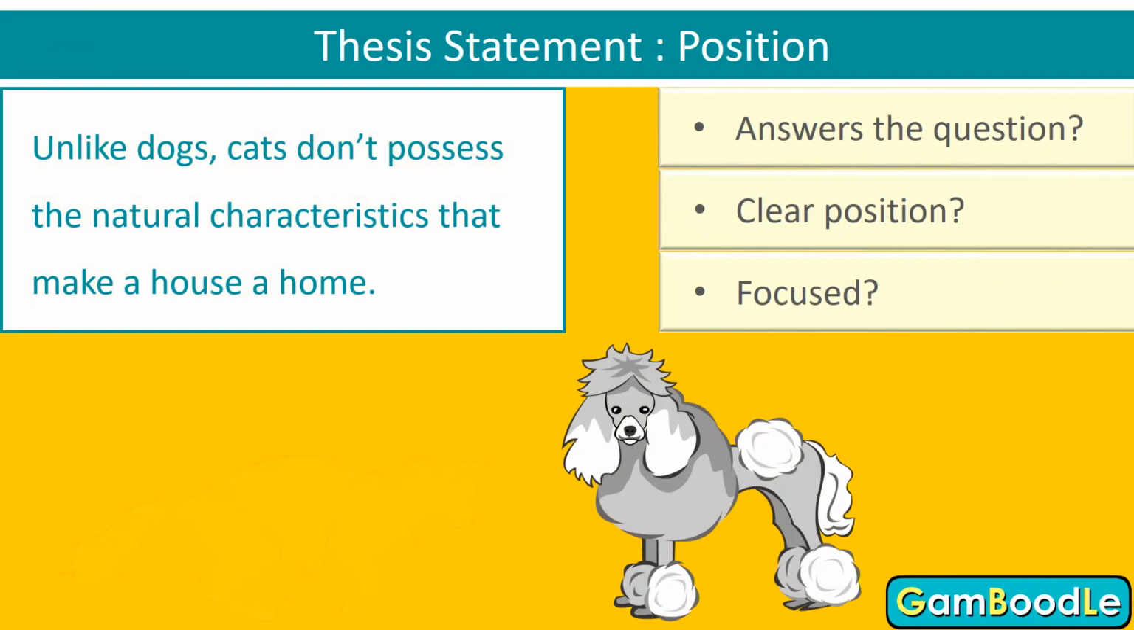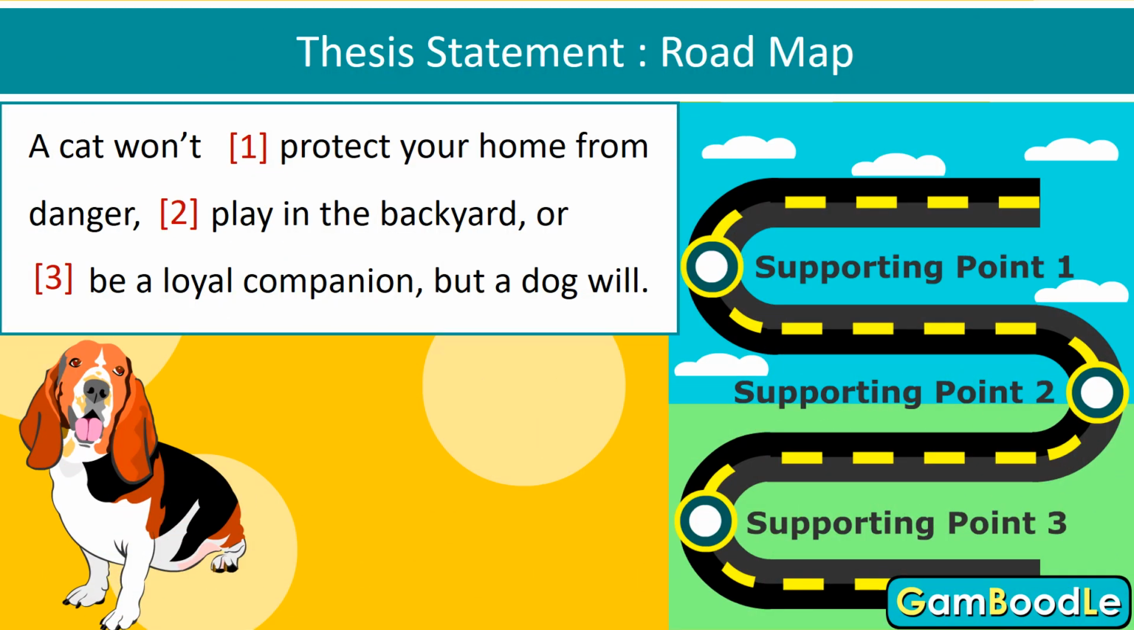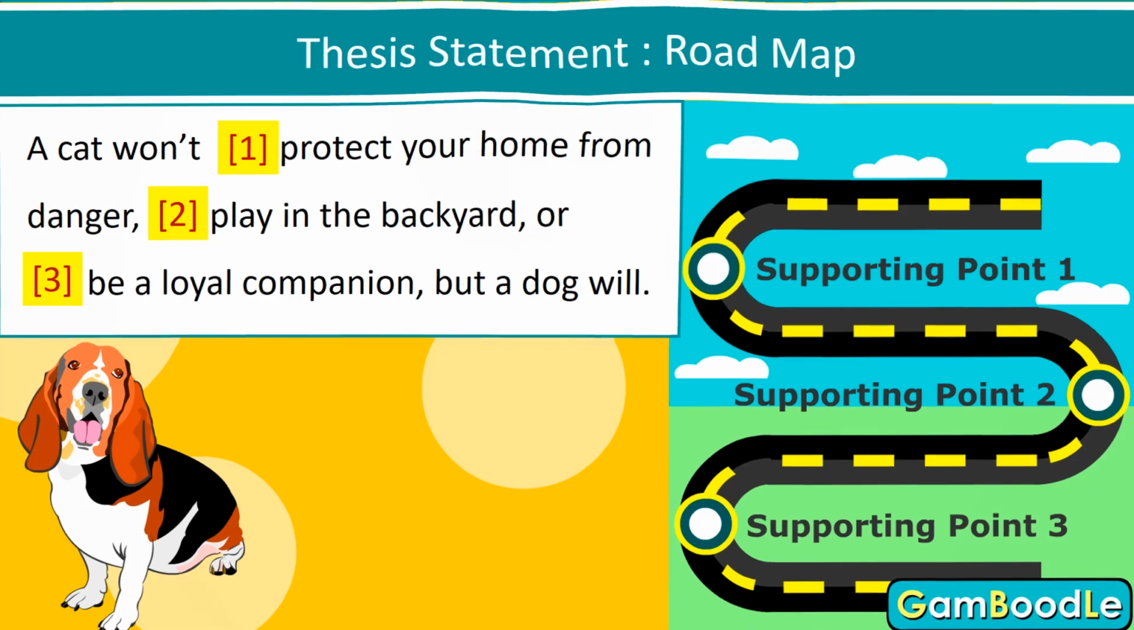Unlike dogs, cats don't possess the natural characteristics that make a house a home. This position shows a clear preference for dogs and answers the question by specifying how a dog's characteristics, unlike a cat's, make them a better house pet. Now let's look at our 3 supporting points, or roadmap. A cat won't protect your home from danger, play in the backyard, or be a loyal companion, but a dog will. This sentence provides a brief summary of our 3 supporting points: protection, playmate, and a loyal companion.